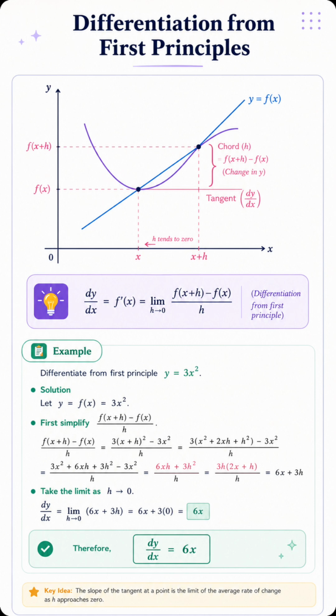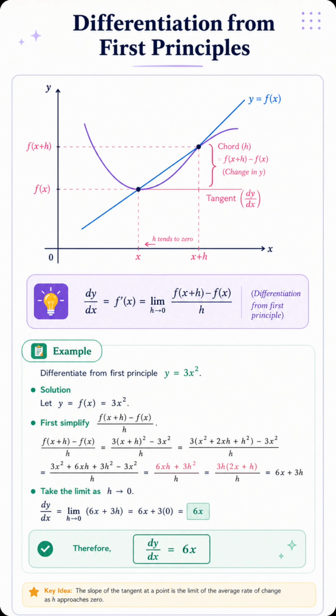Now, as h gets smaller and smaller, the second point moves closer to the first. The chord gradually turns into a tangent line. The slope of this tangent gives the instantaneous rate of change, which is the derivative or differentiation.